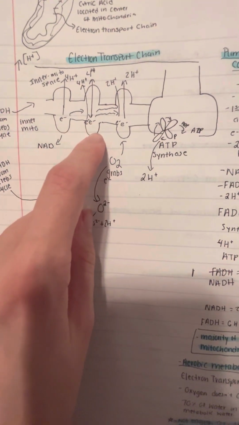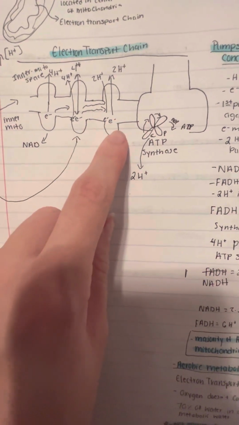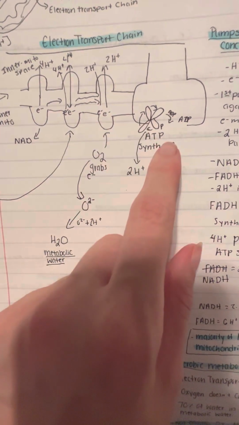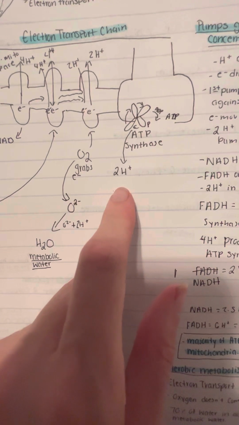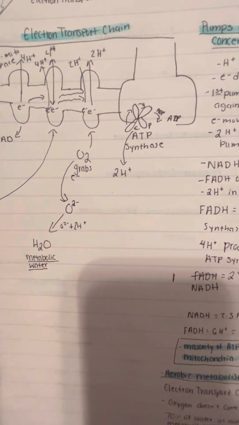over to the next space and drive up 4 more hydrogens, and it's going to cross over again, but this time it's only going to drive up 2 hydrogens, and then it's going to go into ATP synthase, then it's going to spit out 2 hydrogen atoms.